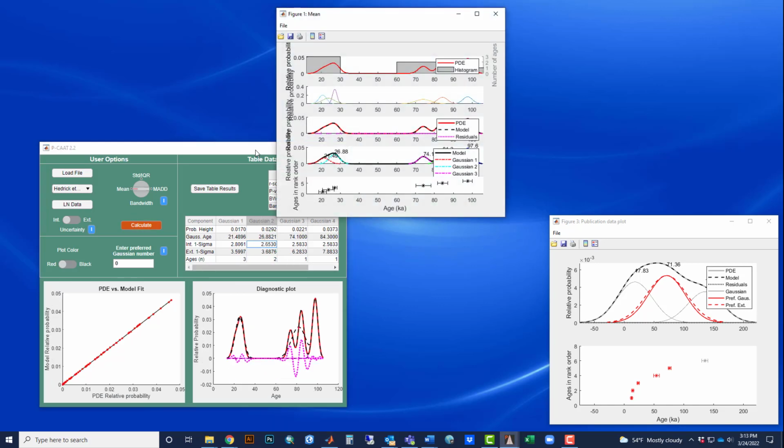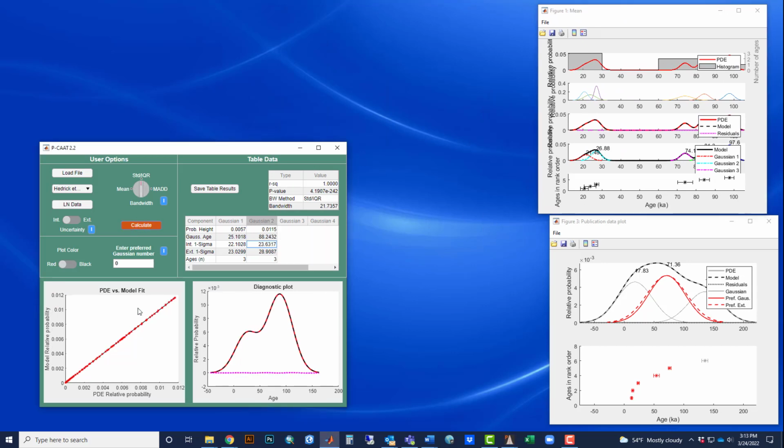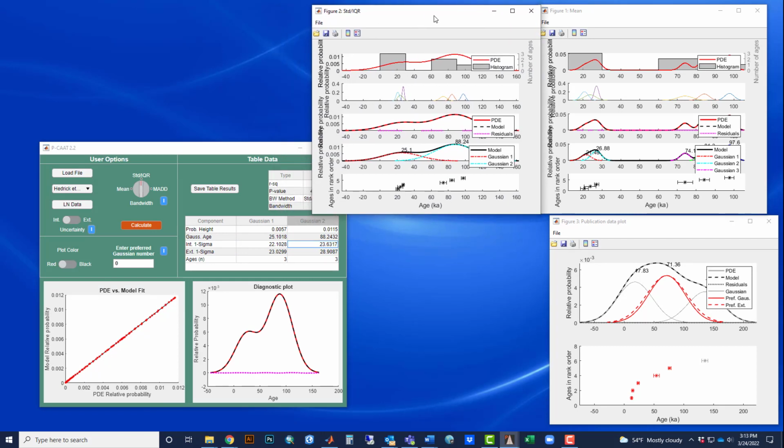Okay, that one converged. Do the standard deviation. We have a nice residual plot there. Again, nice model to actual data plot. Good fit, good R-square value. And we'll calculate the MAD.